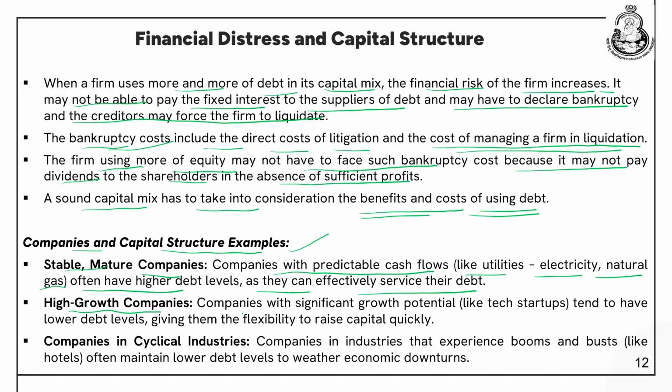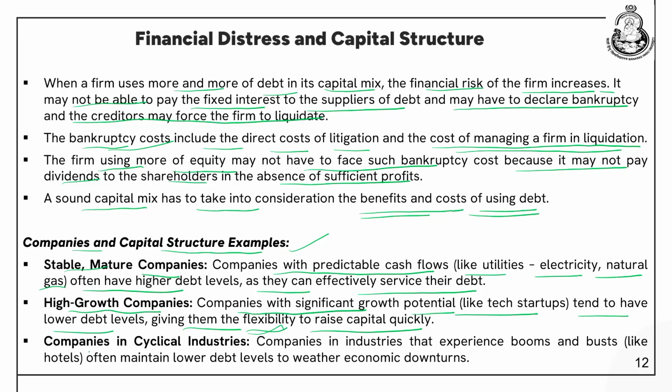High growth companies, companies with significant growth potential, like tech startups, tend to have lower debt levels, giving them flexibility to raise capital quickly. So, there is a tech startup which has enormous growth potential because they can get certain opportunities to make investment and grow substantially. But if they already have a lot of debt and any good opportunity comes their way, they might find it difficult to get additional debt. That is why they do not maintain a very high level of debt, so that in case they get a profitable avenue to make investment, they can get more debt and tap onto that opportunity.